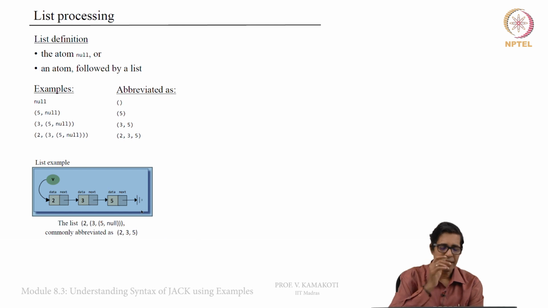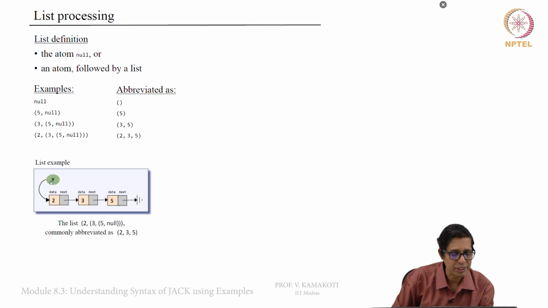And there is always a header to the list. This is called a linked list, and there is a header to the list which we call V, which points to the first element. Initially it is null, then we add 5, it became 5 comma null, then we added 3 at the front of the list, it became 3 comma 5 comma null, now 2 comma 3 comma 5 comma null.